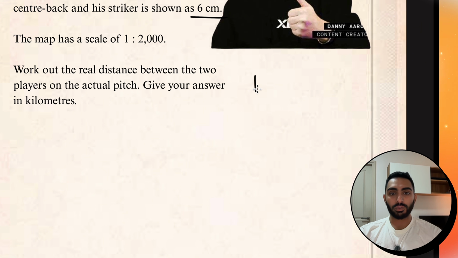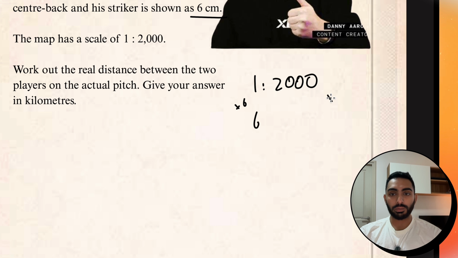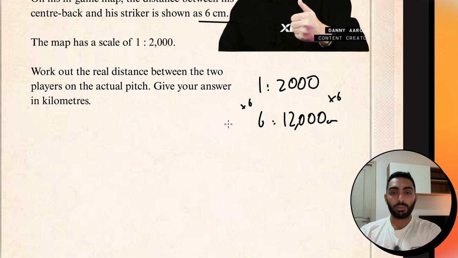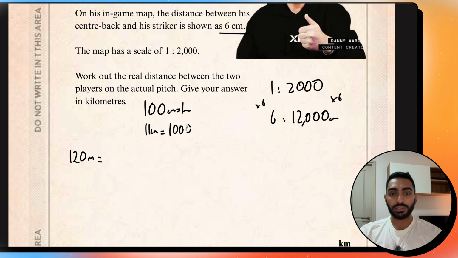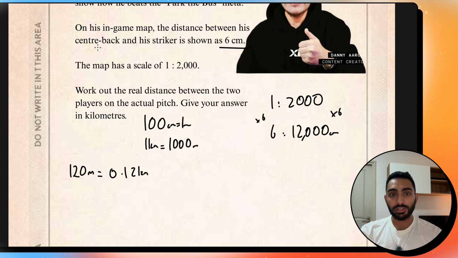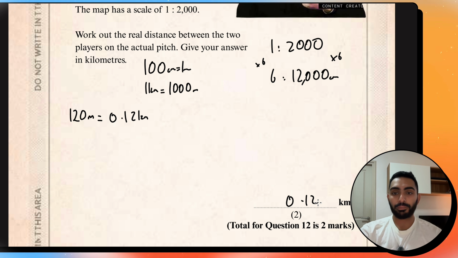Let's write out the scale first. It's 1 to 2,000. And we want 6 of them. We're going to times by 6 there, and times by 6 there. It's going to be 12,000 centimeters. But we need to change this into kilometers. If I want to change this into meters, because there's 100 centimeters in 1 meter, I need to divide that by 100, which would be 120 meters. And in 1 kilometer, there are 1,000 meters. To get from meters to kilometers, we divide by 1,000. It'd be 0.12 kilometers. That will be the distance between the centre back and the striker, 0.12 kilometers.